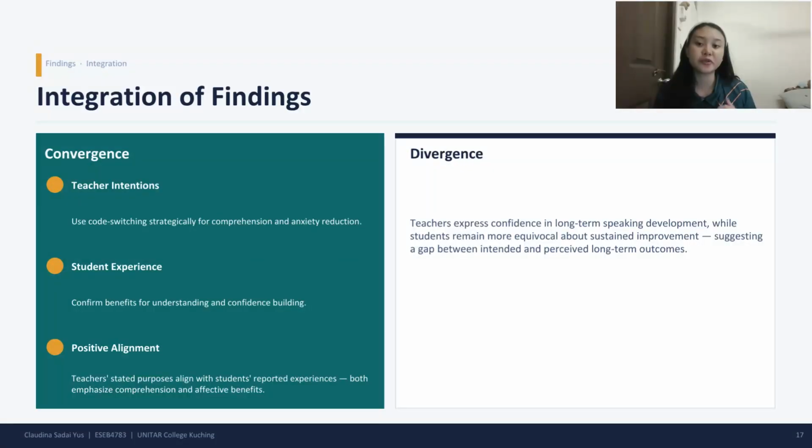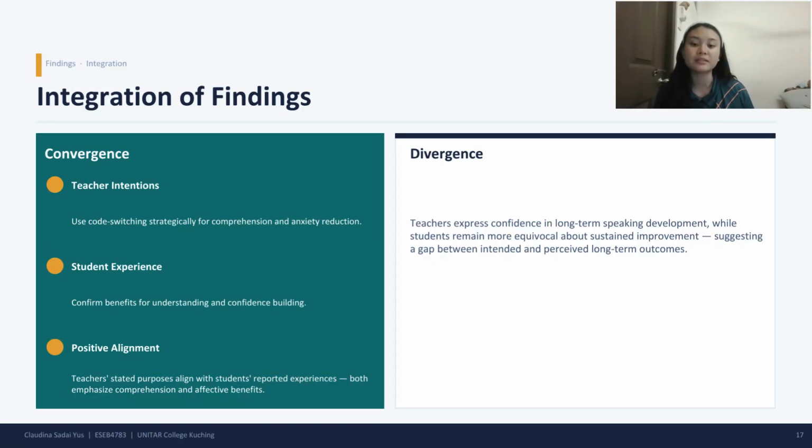All right, for the integration of findings, I found that the combination of the teacher's intentions, using code switching strategically and efficiently, can help the students in their speaking skills. And the students' experience also confirms the benefit of understanding, and the confidence to build on how they are going to speak really well in the speaking activities in the class.